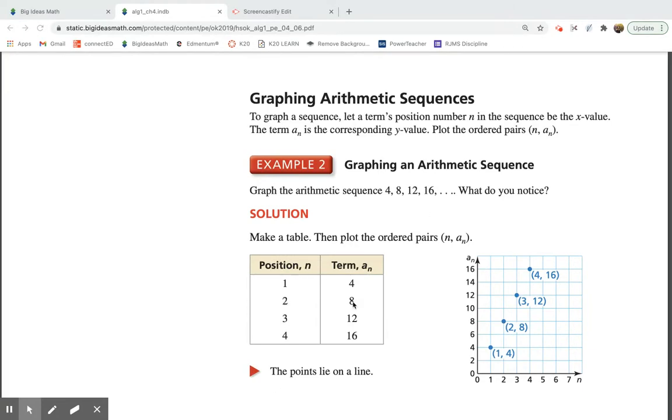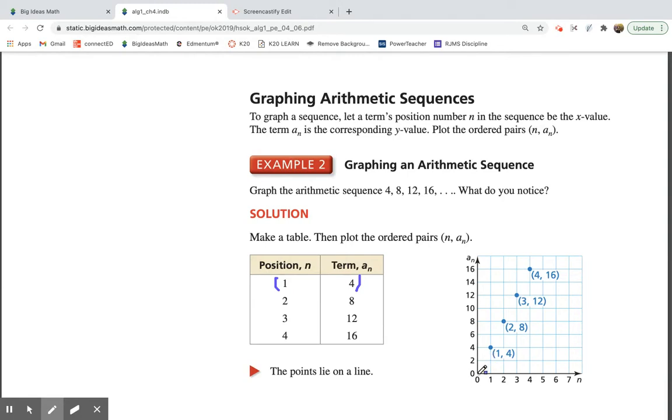So we can make a table, and your terms are here, and this is going to be what position it's in. That's the other part of your point. So this 4 is in the first position, this 8 is in the second position, 12 is in the third, and 16 is in the fourth. So those now become our points. This is your X, this is your Y. That's the points 1, 4, then 2, 8, 3, 12, and 4, 16. So then we go and graph them. And then it just says, what do you notice?